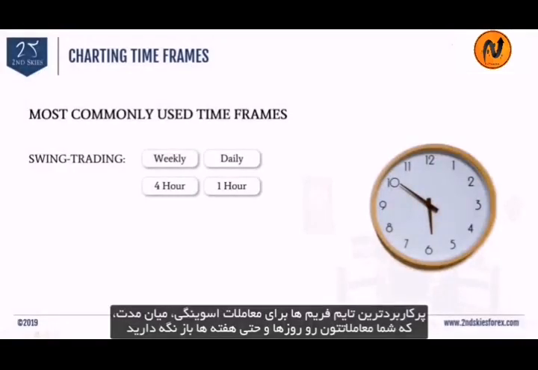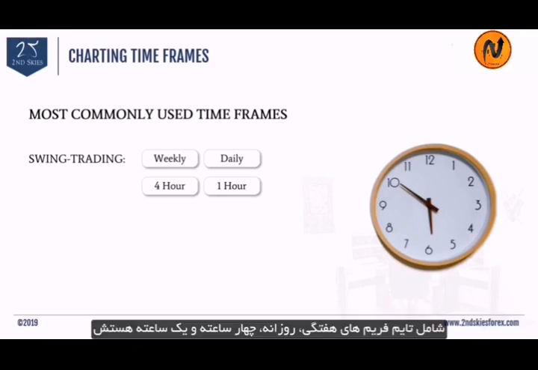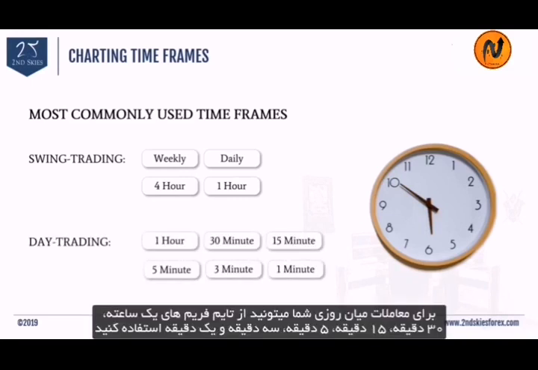The most commonly used time frames for swing trading, where you're looking to hold trades for days or maybe even weeks, would be the weekly time frame, the daily time frame, the 4-hour time frame, and occasionally also the 1-hour time frame, which allows you to refine your entries and find better trading locations. For day trading, it would be the 1-hour, 30-minute, 15-minute, 5-minute, 3-minute, or 1-minute chart.